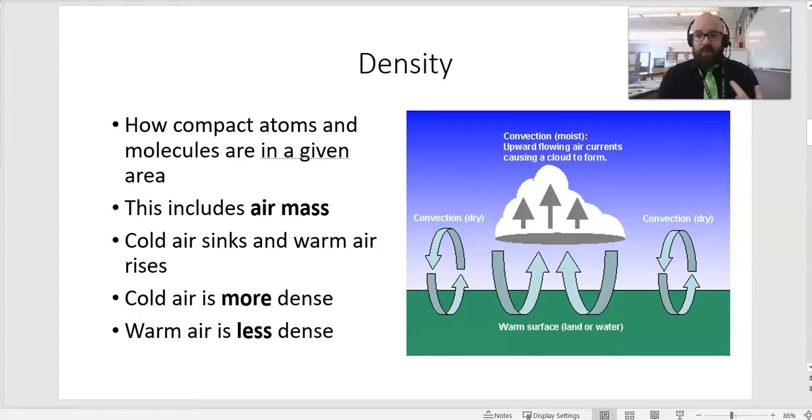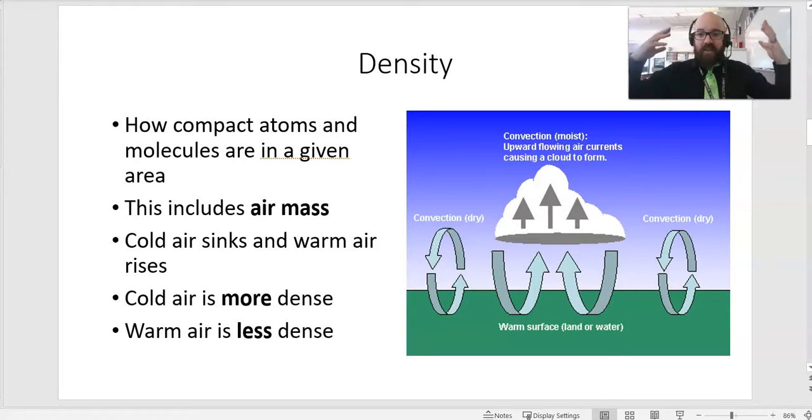Density is also important when we talked about convection in the mantle with our earth science unit. Convection in the mantle is where things move from an area of higher density to an area of lower density. These same patterns happen when we talk about weather and specifically air. It's a really important concept with weather. We're going to get into something called air masses soon. What happens is cold air sinks and warmer air rises. Whatever is more dense will move down. Whatever is less dense will move up.